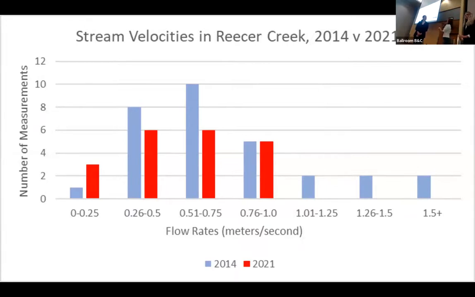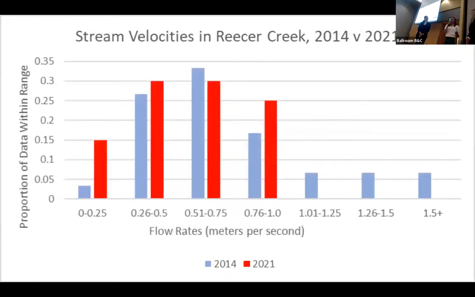As you can see, in 2014, their data was skewed fairly largely. They had data all the way ranging from 0 meters per second all the way up to 1.5 plus meters per second, which is a fairly quick velocity. In 2021, our data was in a fairly concise area, but all of our data points were within the range that is ideal for salmon rearing and spawning.